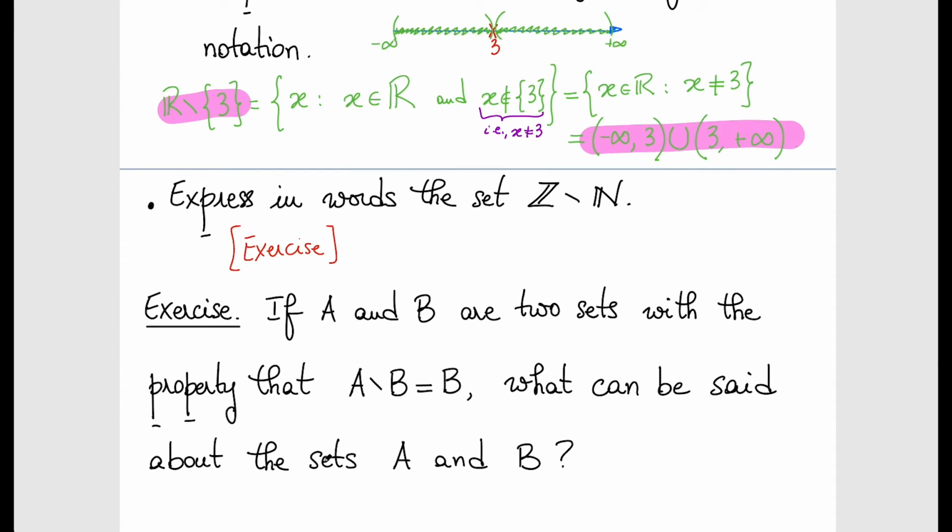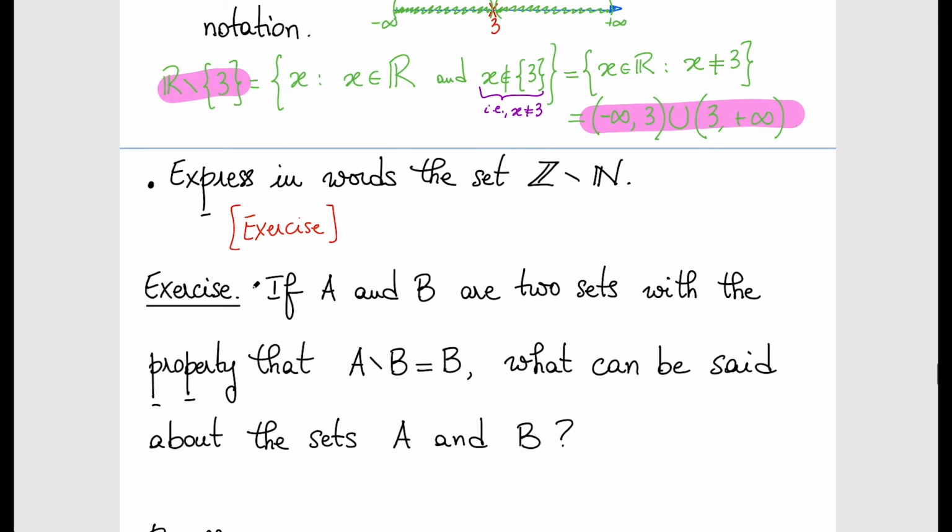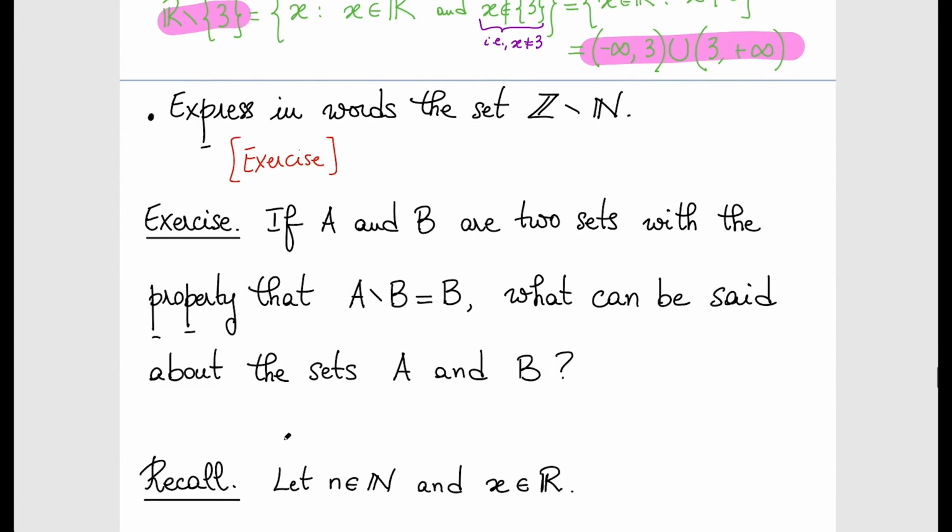Okay. Here's another exercise to be also discussed in class. It goes like this. If you have two sets, A and B, with the property that if you chip away B from A, you get B. What can you say about the sets A and B? I'm not going to say anything further, but think about this little puzzle here, okay? Again, we discussed this piece in class.